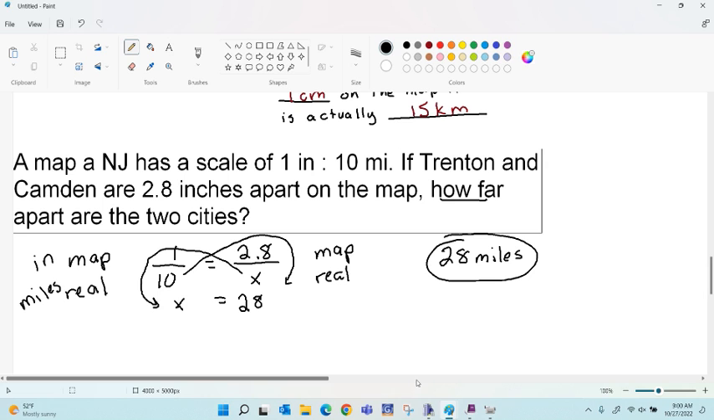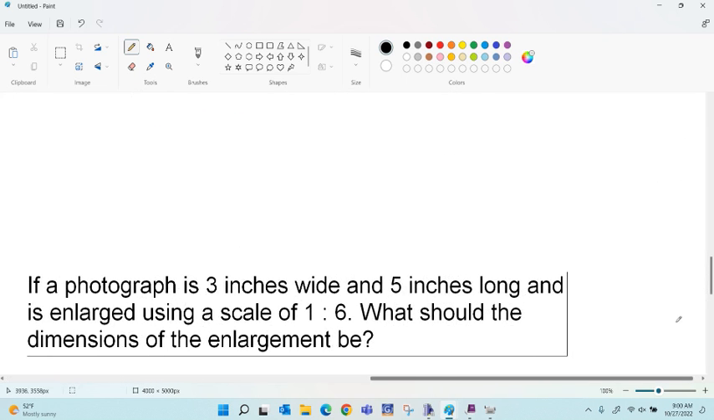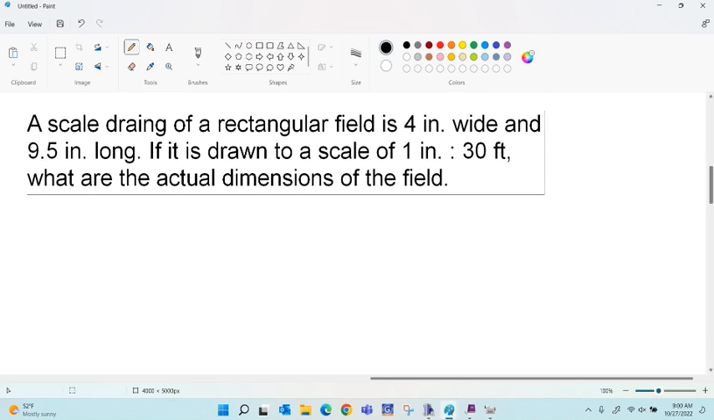All right. If we get through only one on this, it's still okay, because we needed to spend time on one that could be a problem, because these are basically the same problem asked in different ways. So the scale drawing, this should be drawing, so fix that. The scale drawing of a rectangular field is 4 inches wide and 9.5 inches long. I'm going to actually draw my rectangle so I can see it.